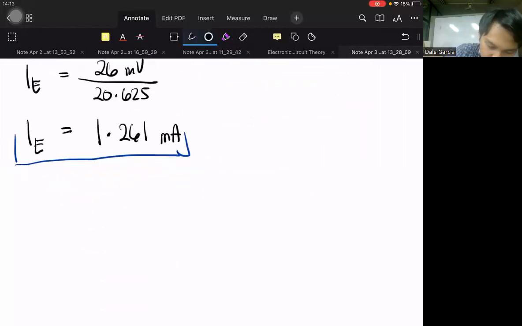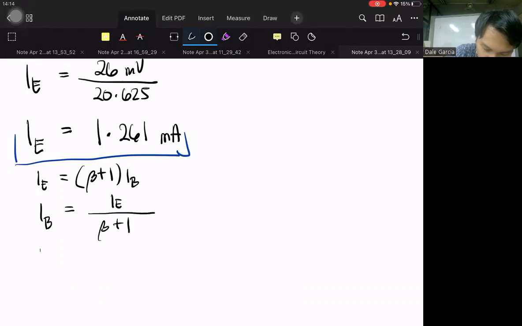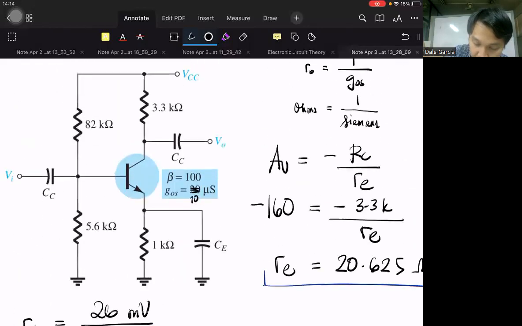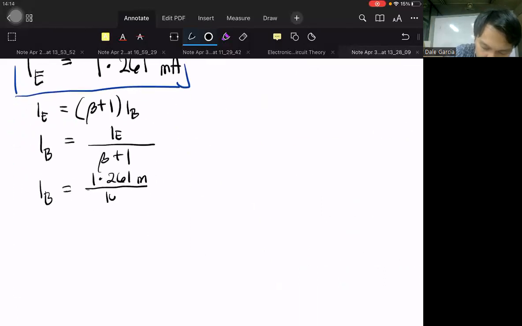Pero dapat ay IB. So solve natin si IB. IE is beta plus 1 IB. Therefore, IB is IE over beta plus 1. 1.261 milli divided by beta 100. So 101. So 1.261 divided by 101, 12.48 microamperes.